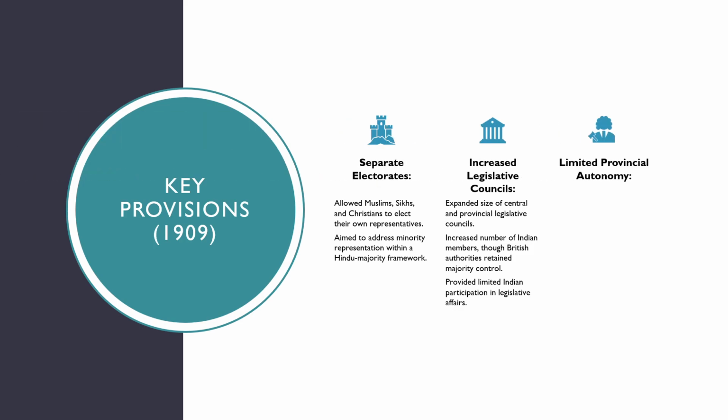Third one is limited provincial autonomy. The Act granted certain legislative powers to provincial councils. However, the real authority remained with the British appointed governors who had the final say in most matters. This limited autonomy was a step towards decentralization, albeit a modest one.